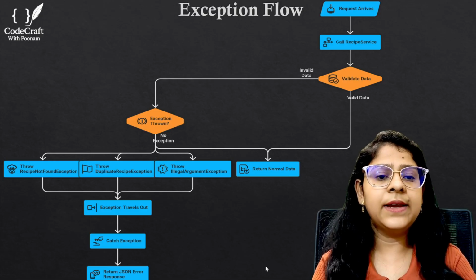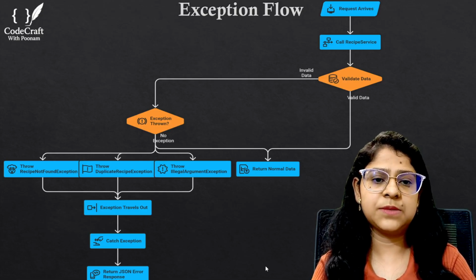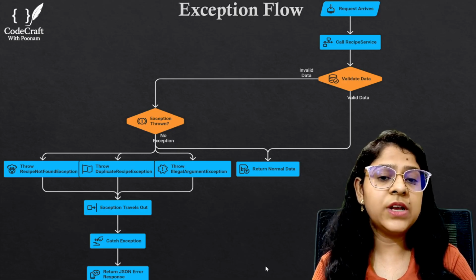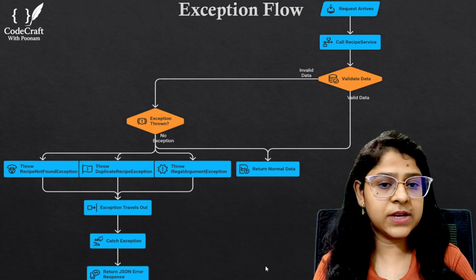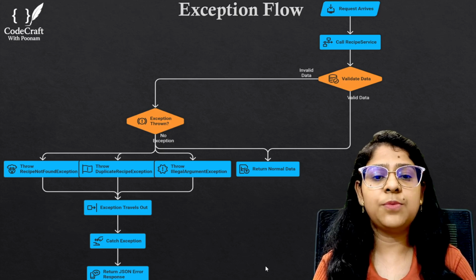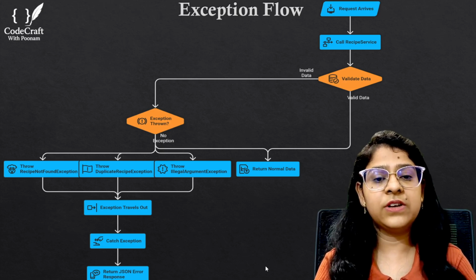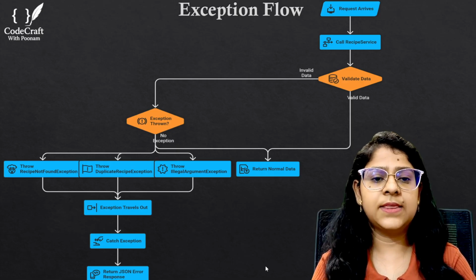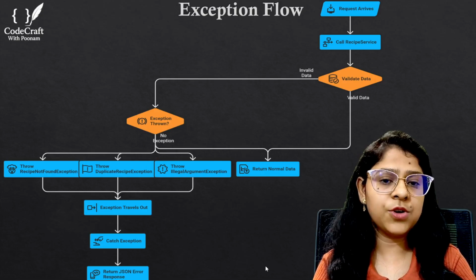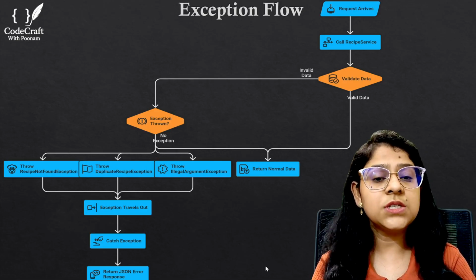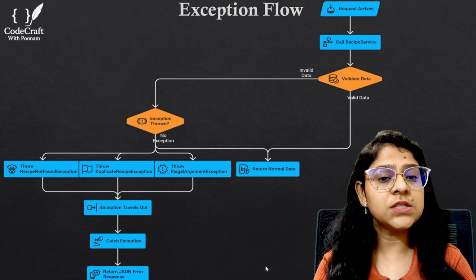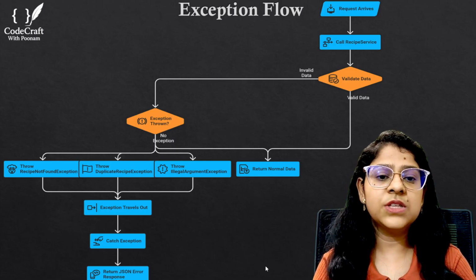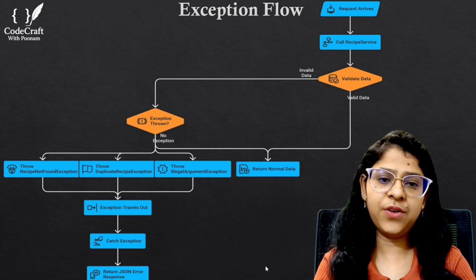And here we have this duplicate recipe exception. This is thrown when a recipe with the same name already exists. Which type of status will it give? It will give us 400 bad request. Then here we have this illegal argument exception. This is thrown when request data is invalid, so this will also give us 400 bad request.